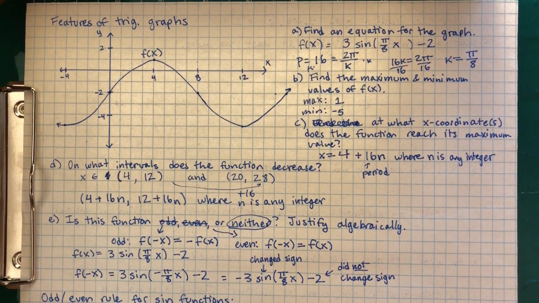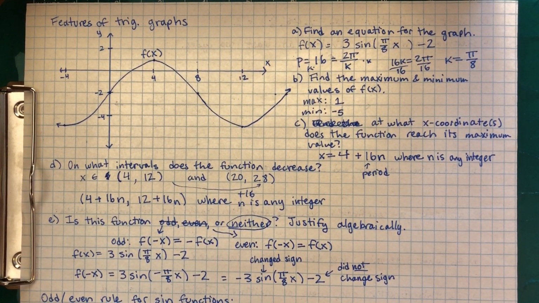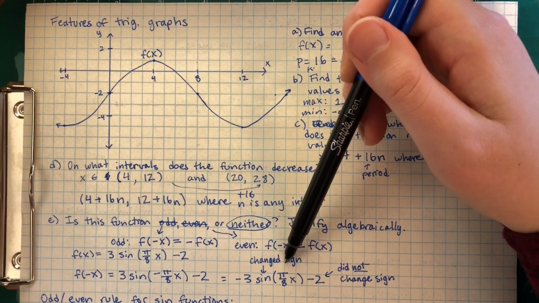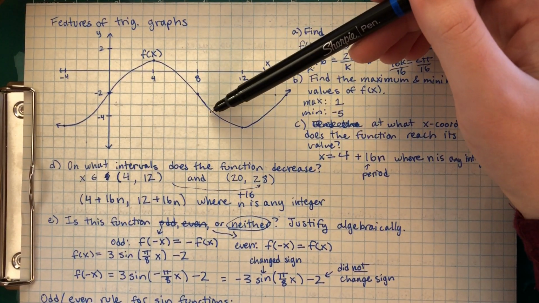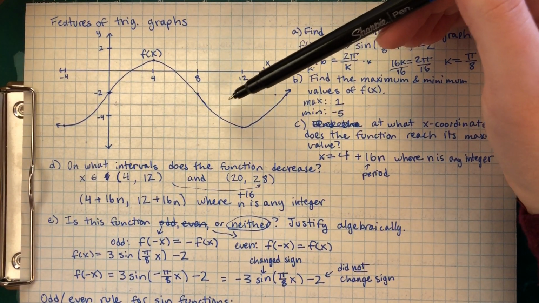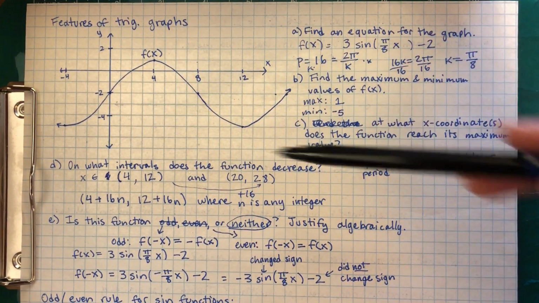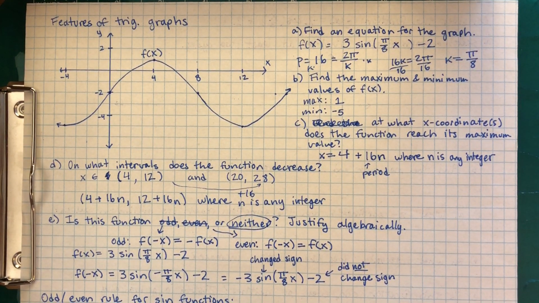So when you plug in negative x, you want to see for each part of the function what happens to the positive or negative sign. Does it change or does it not change? And because we saw part of this changed, part of it did not change, that means that this is neither odd nor even, which you can also see on the graph. If we just had numbers multiplied in front and on the inside here, and we did not have a constant added to the end, this would have turned out to be an odd function.